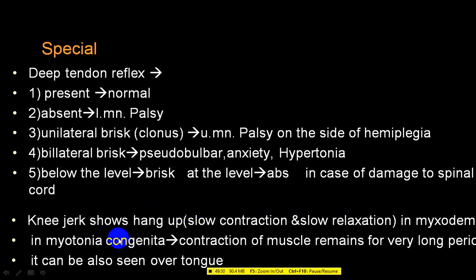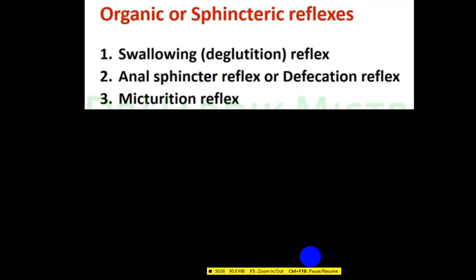In myotonia congenita, contraction of the muscle will remain for a very long period, and it can be seen very clearly in the tongue also. You just tap over the tongue, you will get contraction, and there will be very, very slow relaxation. That is myotonia congenita.